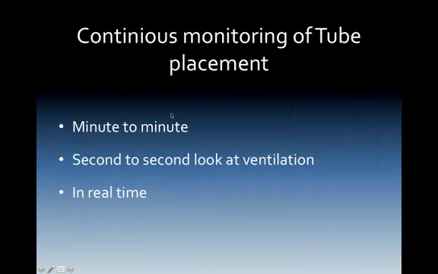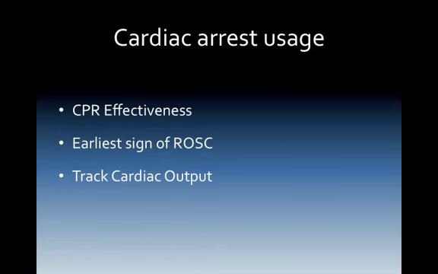Continuous monitoring of tube placement. It gives us a minute-to-minute, second-to-second look at ventilation, and this occurs in real time. In cardiac arrest, it tells us CPR effectiveness. So if we're not doing chest compressions well, we won't get cellular perfusion or see the cellular sampling of the gases coming back. We won't have enough perfusion to make that happen. So we'll have low end-tidal CO2 levels.